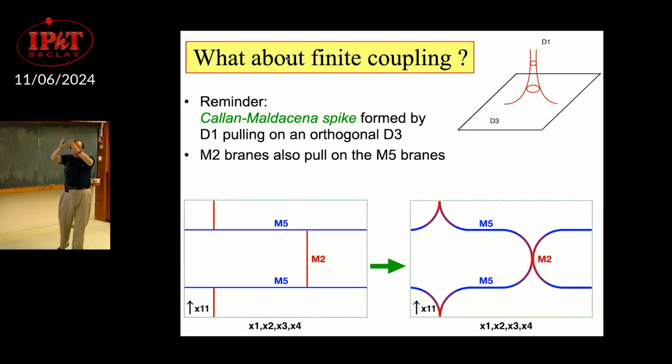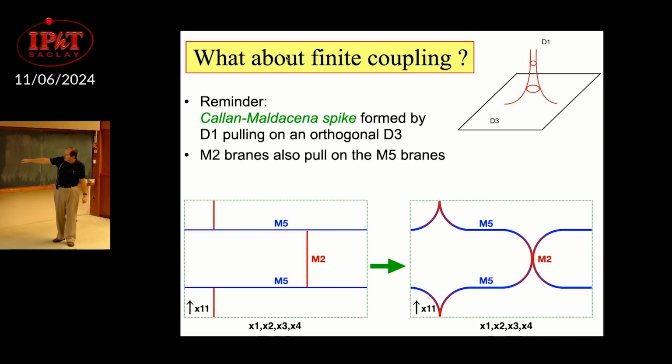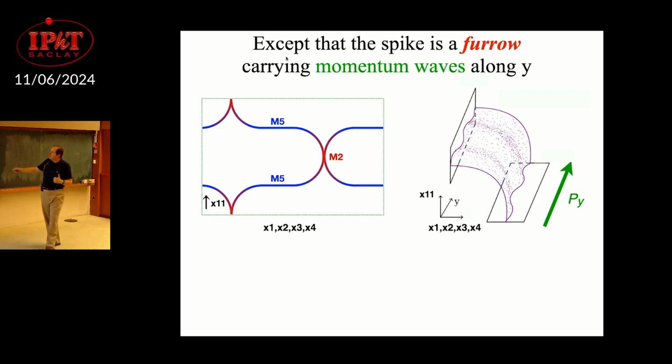Essentially, the D1 pulls on the D3 and makes this spike, and the M2s ending on the M5 are also going to pull on the M5s. They're not going to stay there happily. The M5 gets deformed by the M2 into this shape. So for example, you have 2 M5s and an M2 in between. The M5 gets deformed by the M2, and this M5 also gets deformed. So you get this kind of structure, this kind of a spike. But it's not really a spike, because there's a common M2, M5 direction.